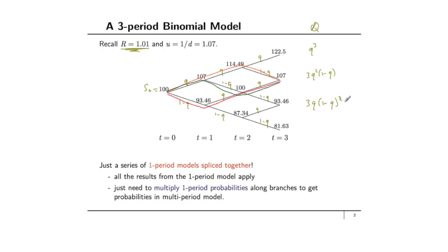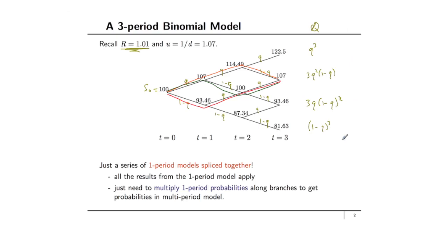Finally, the stock price can be 81.63 only if we have 3 down moves in a row, and that occurs with probability (1 minus q) cubed. Okay, you might recognize these probabilities as being the binomial probabilities.